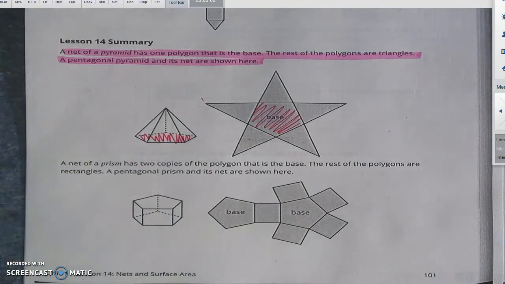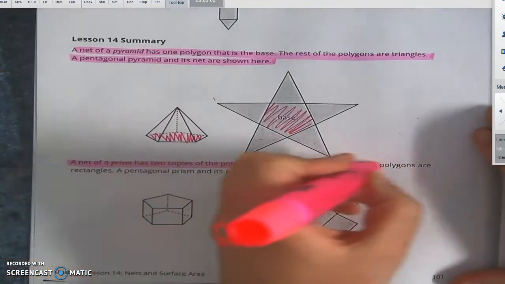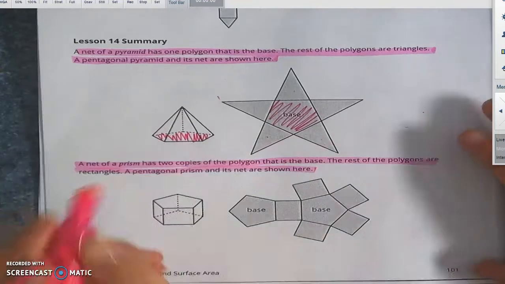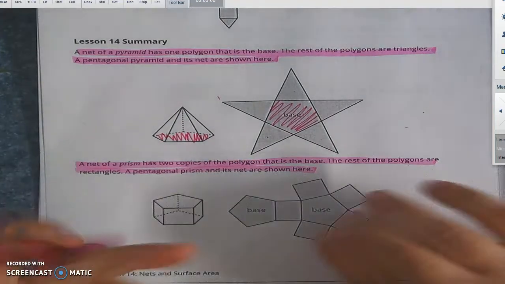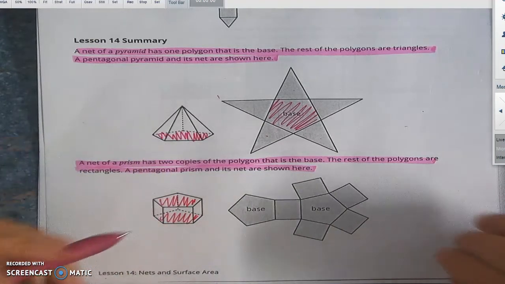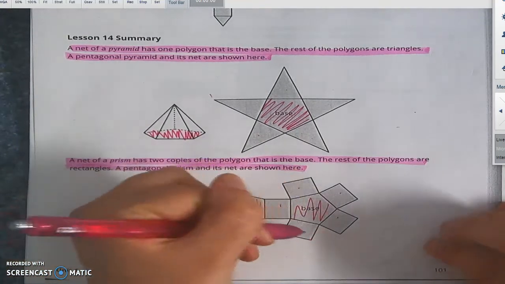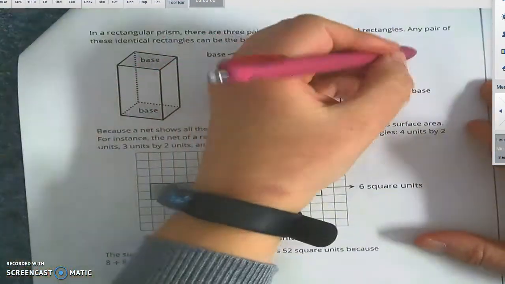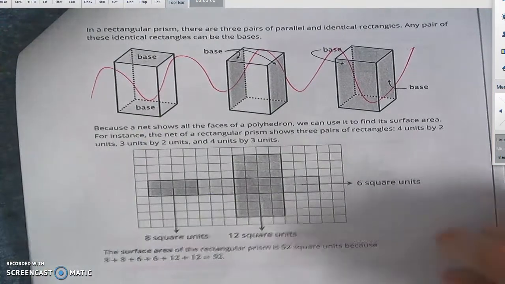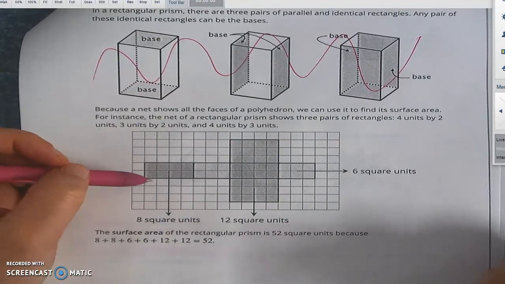A net of a prism has 2 copies of the polygon that is its base, and the rest of the polygons are rectangles. A pentagonal prism and its net are shown here. So these have 2 bases, and then rectangles going around the outside. So the net also has 2 bases and rectangles going around the outside. Flip the page one more time. We're going to ignore this. This wasn't really an important point. And then here is a net of a rectangular prism.